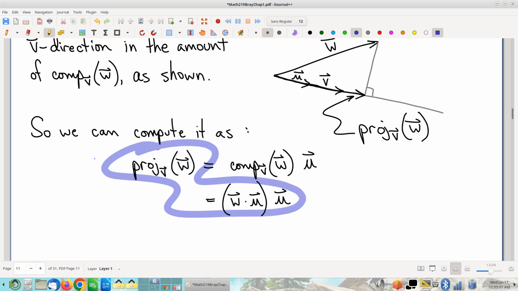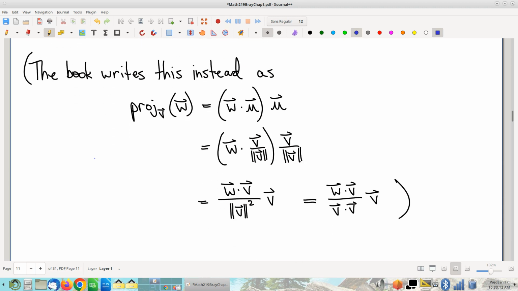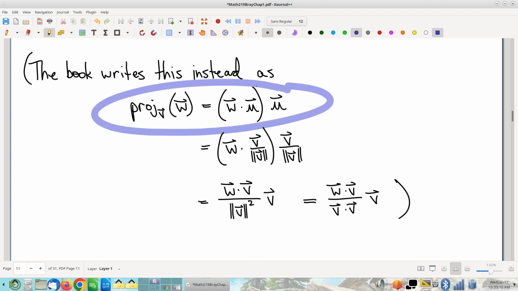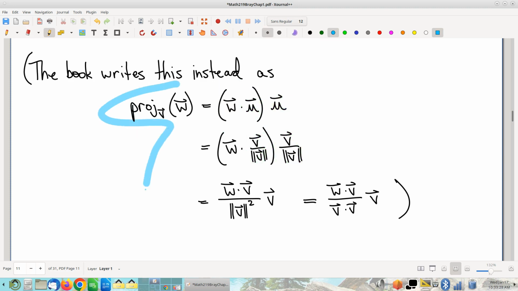I also like the fact that this is what I'm going to call natural, right? This writes the formula in terms of fundamentally natural geometric objects. Now, your alternative is to take this formula and plug in the existing previously established formula for the unit vector and then kind of multiply it out, collect terms, etc. And now here's your alternative. This is the one that the book uses.